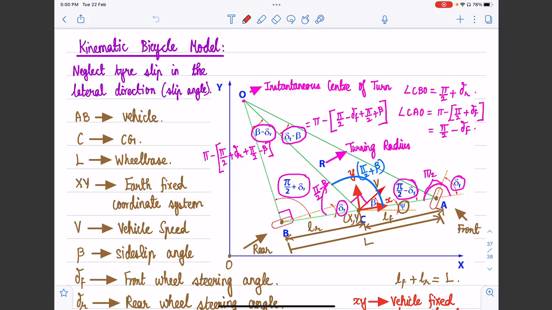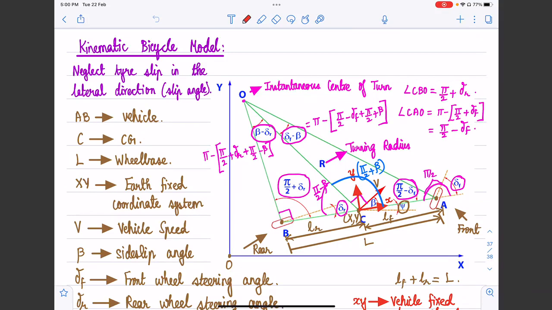In the kinematic bicycle model, we are going to neglect the so-called slip angle. We will look at what is called a slip angle later on. However, the bottom line is that we are essentially going to deal with only the motion of the vehicle. We are not going to consider the forces and torques that create the motion, right? So we are dealing with kinematics in general. That's what we are going to do here.